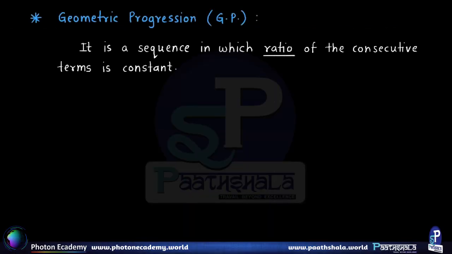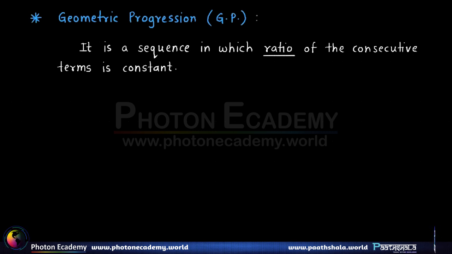Now let us study the geometric progression, which is also called a GP. It is a sequence in which the ratio of the consecutive terms is constant. So if you compare this with the arithmetic progression, in AP we had the difference of consecutive terms constant, but here it is the ratio of consecutive terms that is required to be constant.